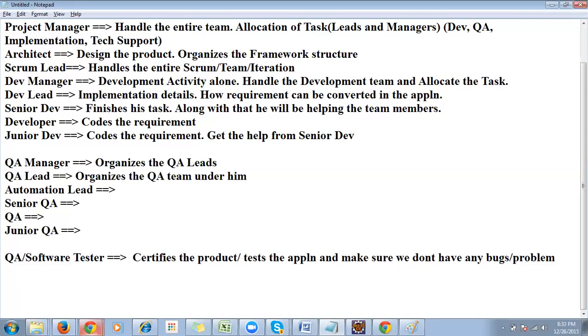Okay, what is this automation lead? The QA lead will be handling both the automation team and also the manual team in some places, but in some places they will be handling the manual team alone. The automation lead will be handling only the automation team alone.